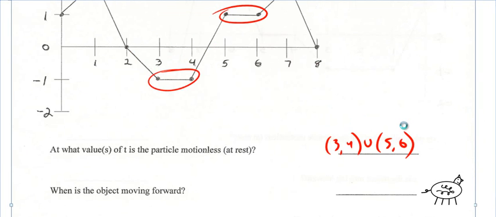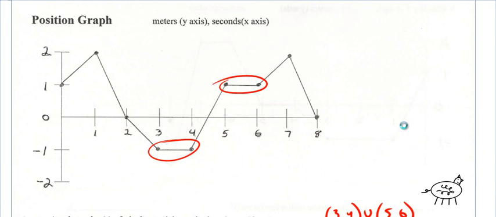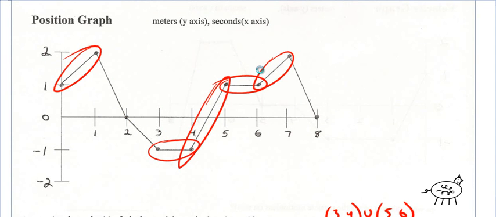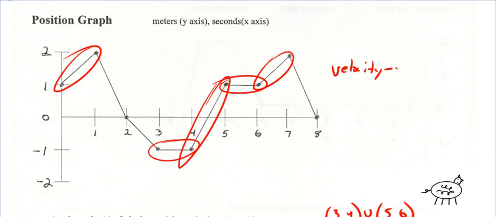When is the object moving forward? Well, it's moving forward here, right? Because it's going from 1 mile to 2 miles. And it's positive here. It's going from -1 mile to 1 mile. And it's positive here. It's going from 1 mile to 2 miles. So think about it. When is the object moving forward? Isn't that the same thing as when the velocity is positive?